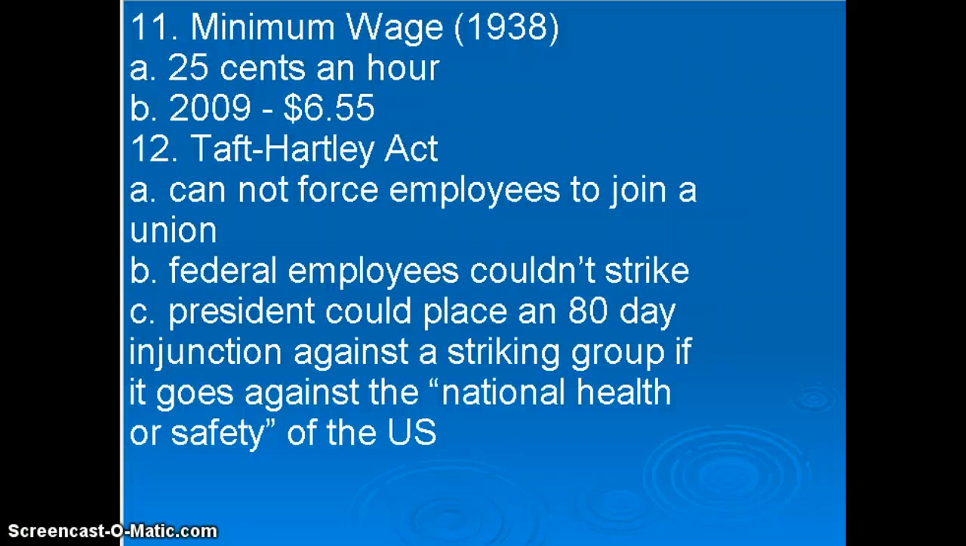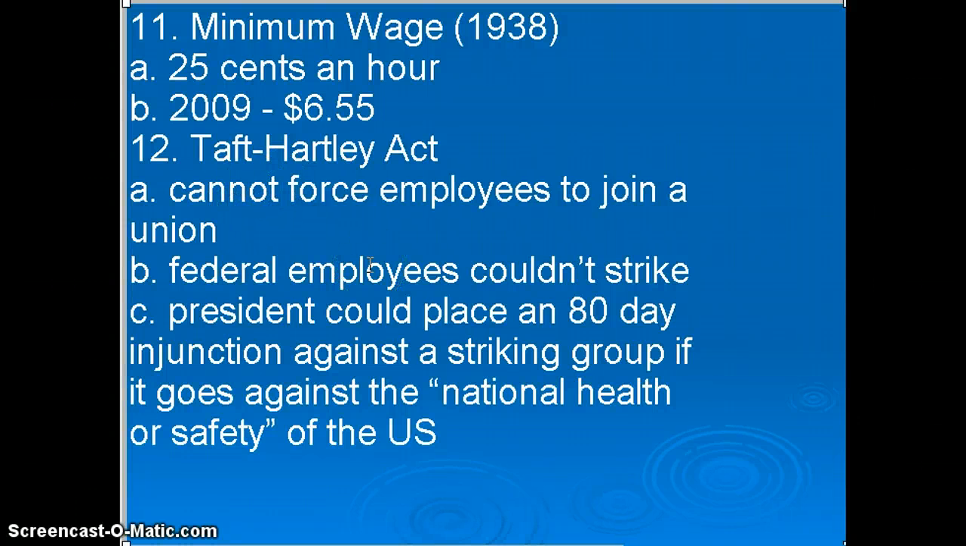The Taft-Hartley Act did something very important, and basically it was passed in 1947, and it kind of reined in the power of labor unions. Labor got a lot of what it wanted during the 1930s, and so the Taft-Hartley Act said that you could not force employees to join a union. Also, federal employees could not strike, and the president could place an 80-day injunction against a striking group if it goes against the national health or safety of the United States.